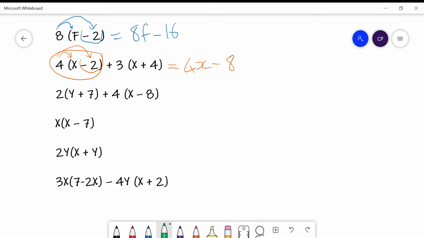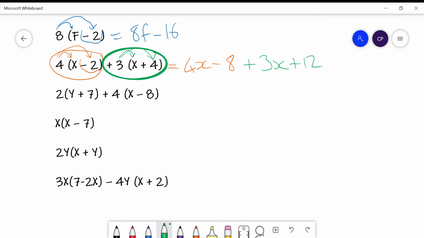Now, I'm then going to deal with this one over here. So, 3 lots of x and 3 lots of 4. So, 3 times x is going to give me, and I'm saying plus here because it's going to be a positive 3 times x, so it's plus 3x. And 3 times 4 is a positive 12.